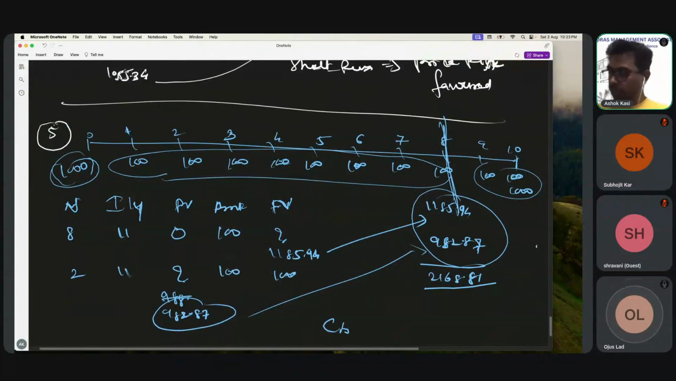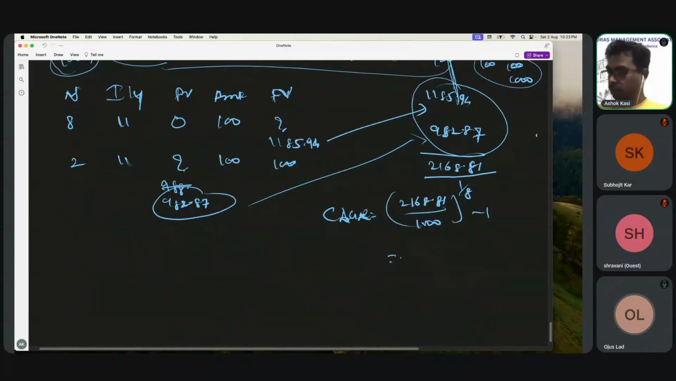So CAGR is 2168.81 divided by 1000, raised to 1 by 8, minus 1. That is 10.16 percent, which is higher than 10 percentage.